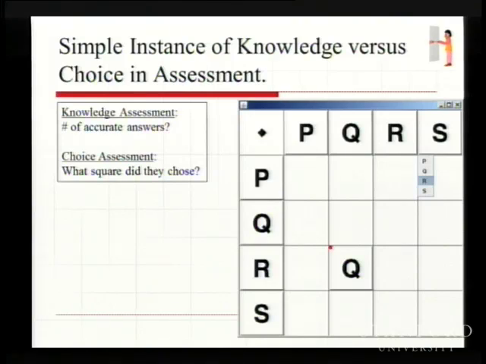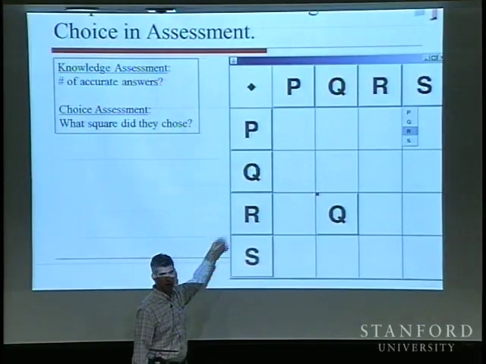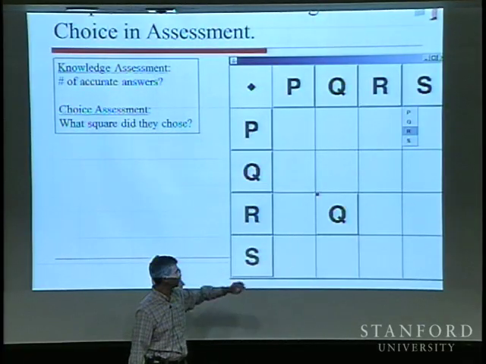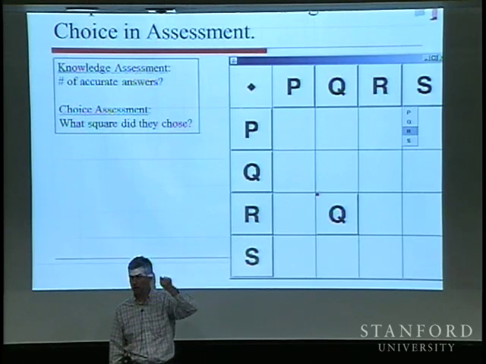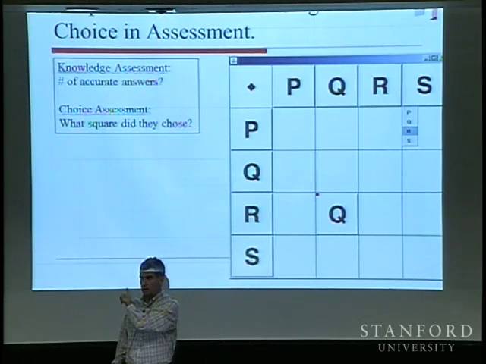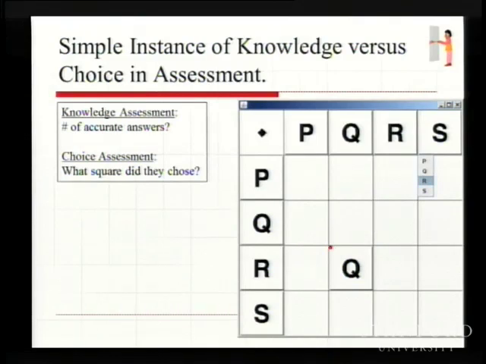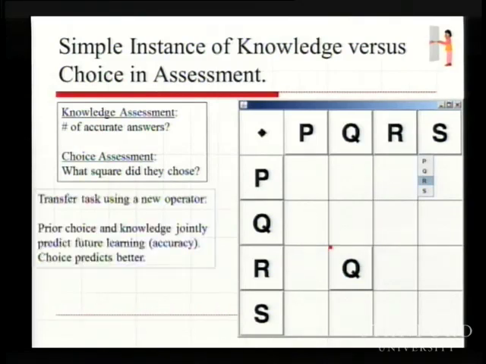And then, after that, we gave them a new problem that had a new operator. It wasn't the mod operator. I forget what it was. But a new problem that was sort of the same format. And the question is, what's going to predict performance on that? Their accuracy or their choices? So it turns out that prior choice and knowledge, as measured by accuracy, which is how we usually measure knowledge, both predicted performance on the transfer. Choice predicted about twice as well.